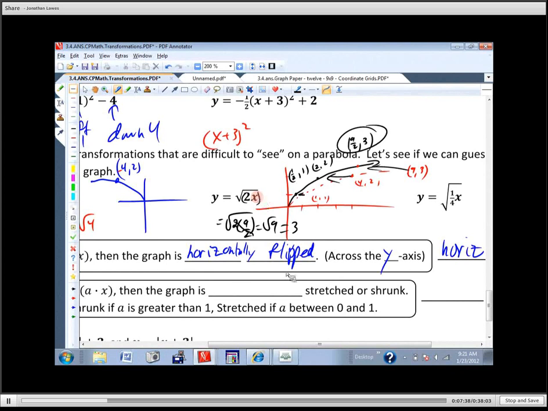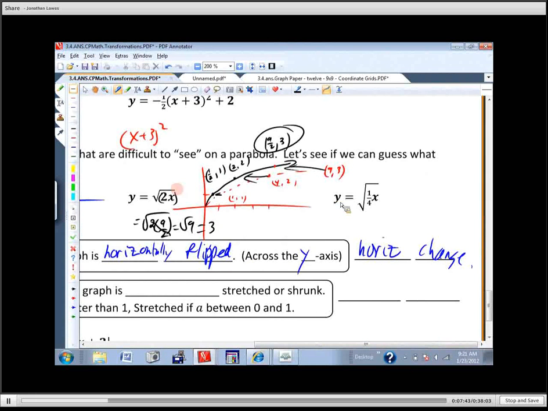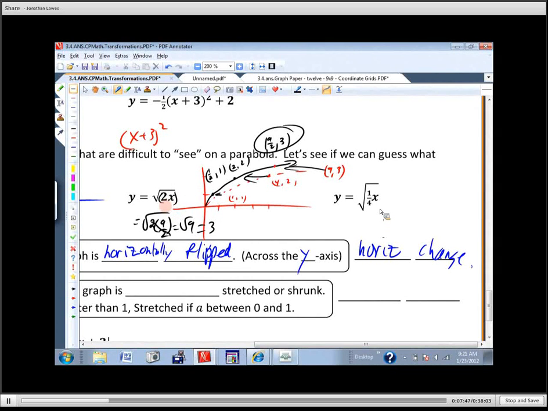Okay? All right. So let's see if we can figure this one out. Multiplying by 2 horizontally shrunk it. Guess what 1/4 does? Horizontally stretches it. Okay? So the normal graph looks like this. So this would be 1, 1. This would be 4, 2. So it would normally look like this. This is going to horizontally stretch it out.